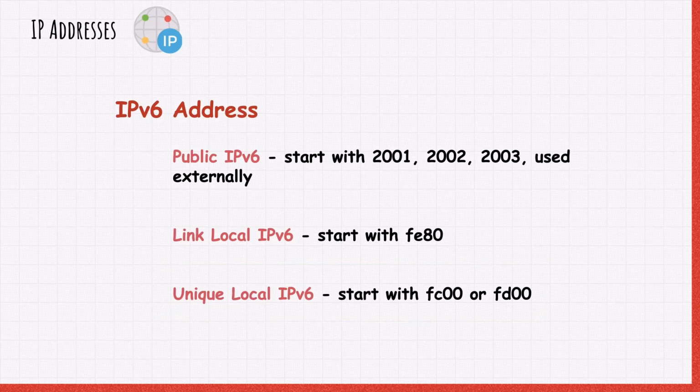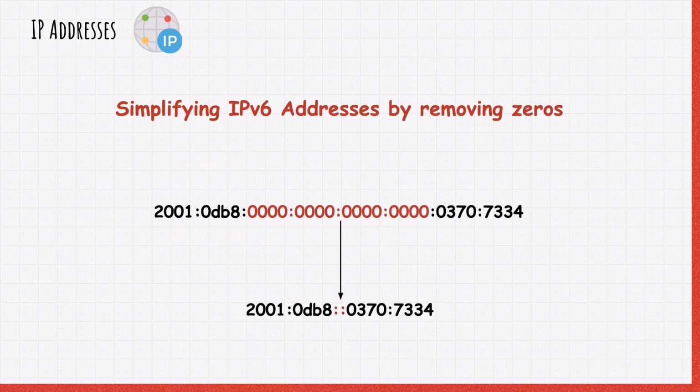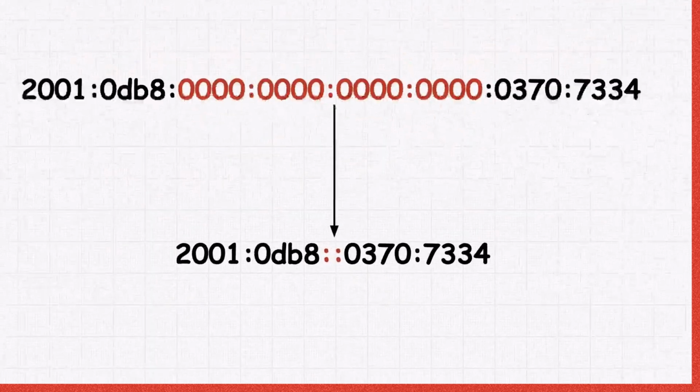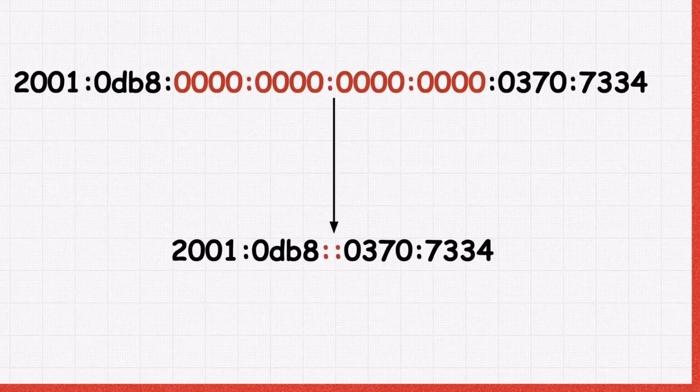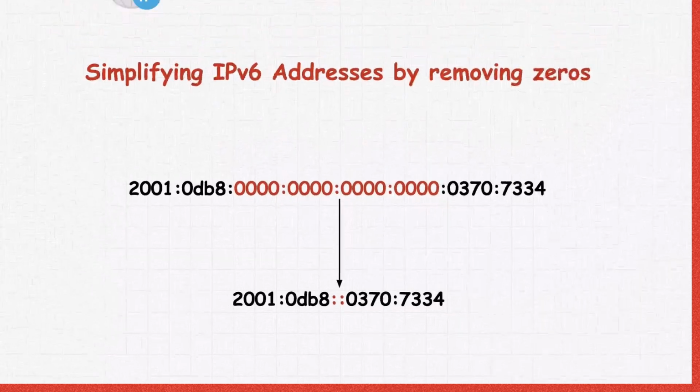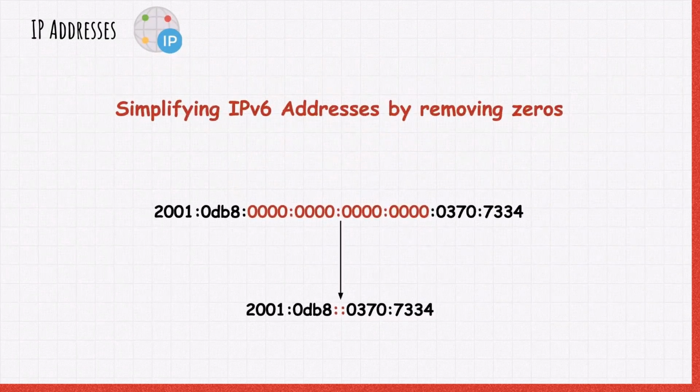And also, since an IPv6 address can be quite long, there is a method of simplifying an IPv6 address by removing zeros. So here we have an example of an IPv6 address, and we also have an example of how simplifying it by removing zeros would look. As you can notice, we used a double colon instead of all of these zeros, but it is important to note that this can only be done once. We can only use the double colon once.